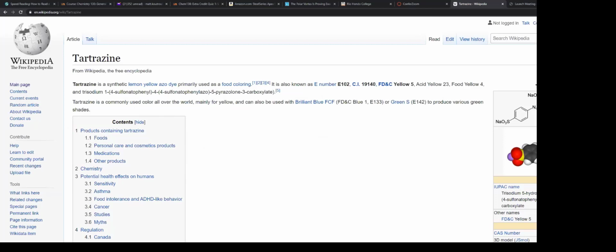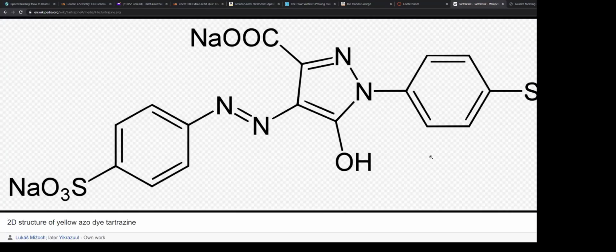Here's tartrazine. Tartrazine, very conjugated, double bonds, single bonds in the benzene rings, single bond, double bond, single bond, double bond. You see that right there? There's a lone pair on this nitrogen, which means we can do resonance. It's an allylic lone pair. So all the electrons on this molecule can be pushed all over the place.